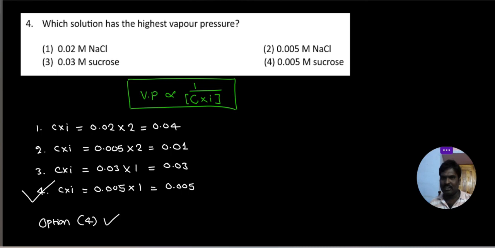These 4 relations, understood or not? Very important. Relative lowering of vapor pressure is directly proportional to C into I. Vapor pressure of solution is inversely proportional to C into I. Delta Tb, both are directly proportional. Depression in freezing point is directly proportional to C into I. Just the freezing point of the solution is inversely proportional to C into I. And osmotic pressure is directly proportional to C into I. These are very important relations for NEET exam and JEE exam, JEE Mains and Advanced.